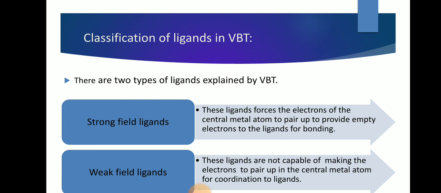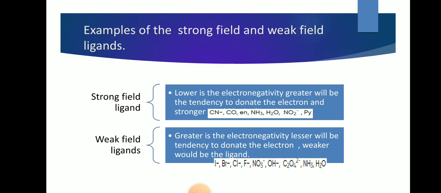Weak field ligands are those ligands that are not capable of making the electrons pair up in the central metal atom for coordination to ligands. Upon what criteria can we classify strong field ligand and weak field ligand? Strong field ligands are those ligands that have less electronegativity. The lesser the electronegativity, the greater the tendency to donate the electron, and the stronger the ligand. Examples are cyanide, carbon monoxide, and so on.